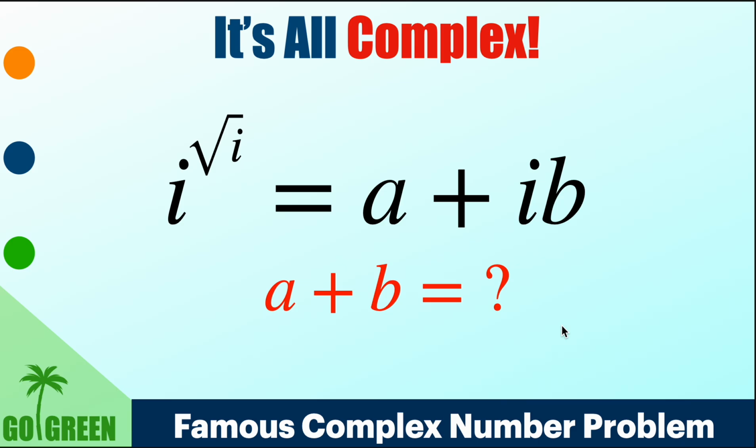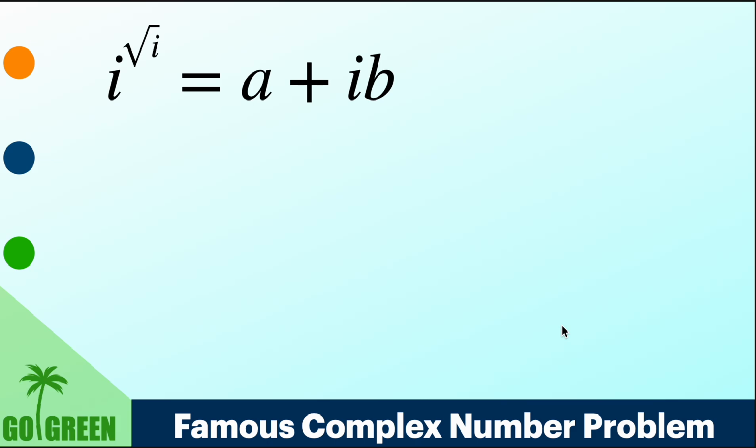The interesting part of the problem is to find the a plus ib form of the complex number, and such problems are really famous. We know that i to the power i is a real number. So in this problem we want to go with i to the power root i, and we want to write it as a plus ib. Of course a and b are real numbers, because if we take a and b to be complex numbers, then there are many such expressions.